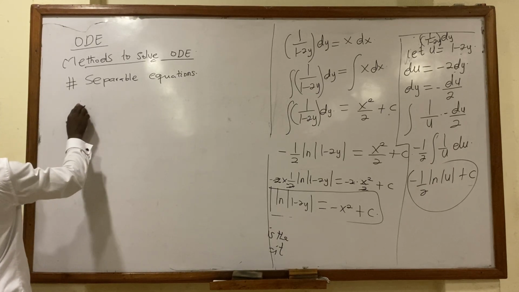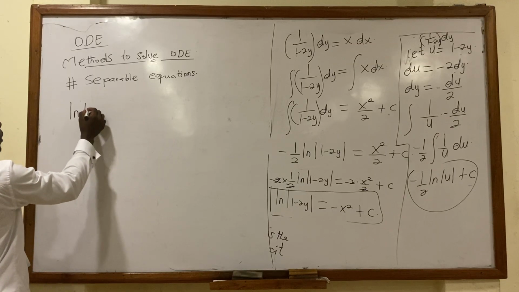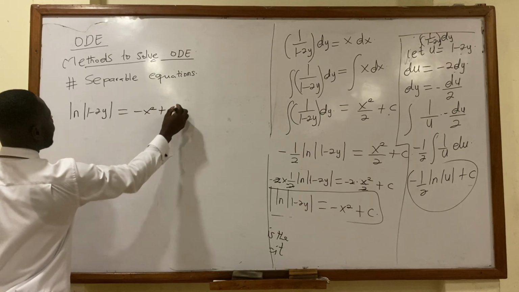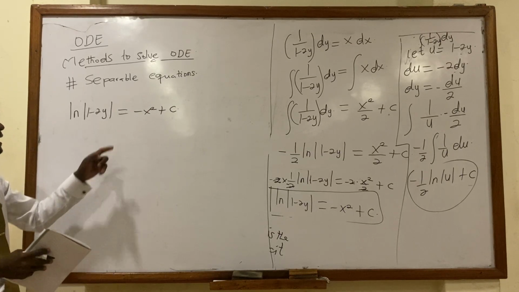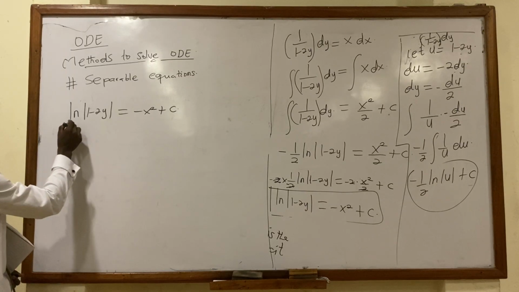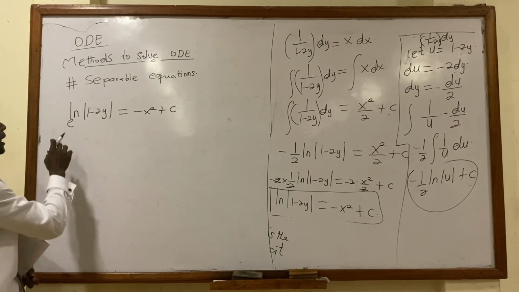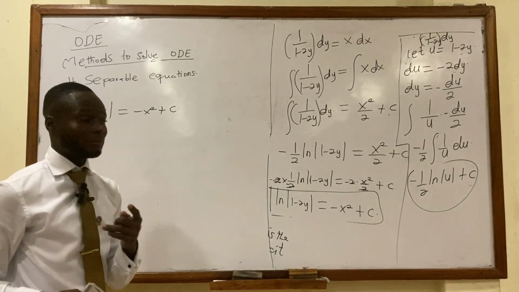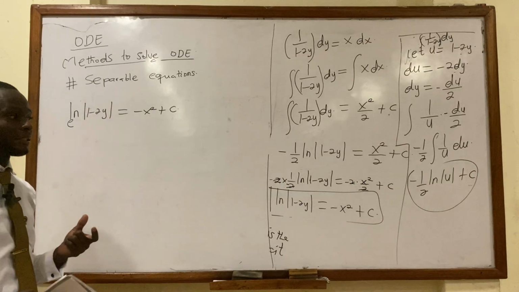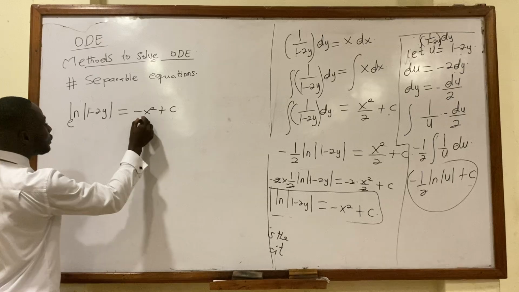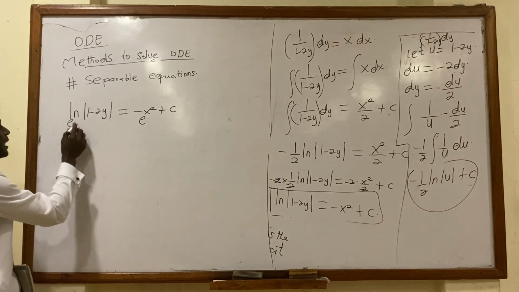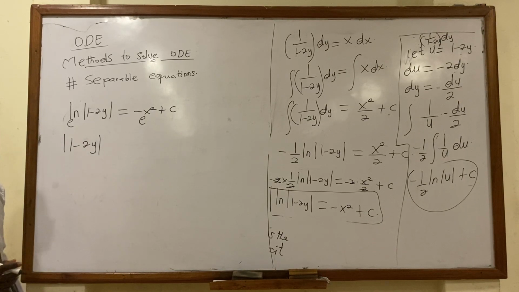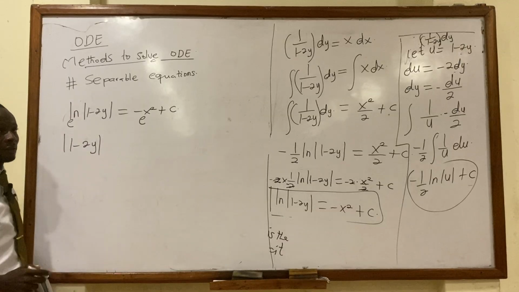So we have ln of 1 minus 2y is equal to minus x squared plus c. Now, we want to make y the subject. So what do we do? You know that ln is of base e. This is what we use in advanced mathematics. So we introduce base e to both sides, and then the ln is gone, because this is going to be 1.